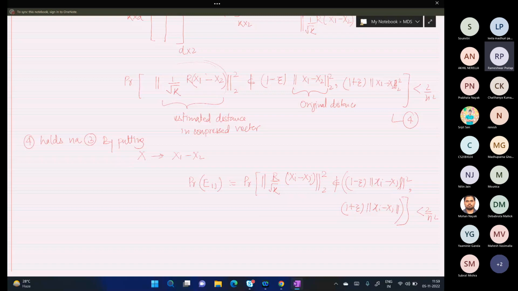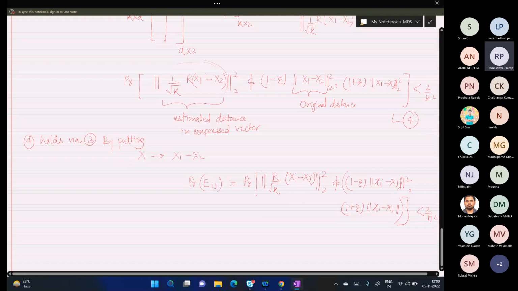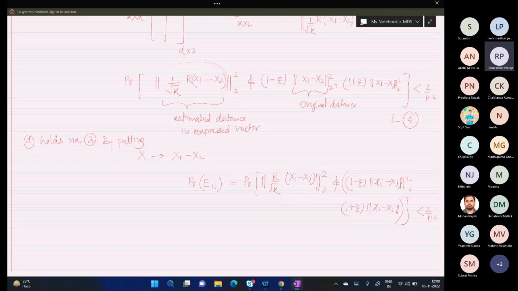So this states that the probability that the estimated pairwise distance of xi and xj from their compressed representation doesn't belong to the 1 plus minus epsilon range of their original pairwise distance is at most 2 upon n square, right? Now, if we have n such points in our data set, x1, x2 to xn, then we want this to hold for all pairs of points. So we want to upper bound the probability of the union of Eij, where i, j are from n, right? And now we can apply the union bound, right?